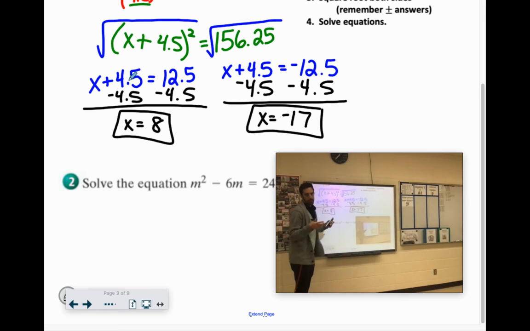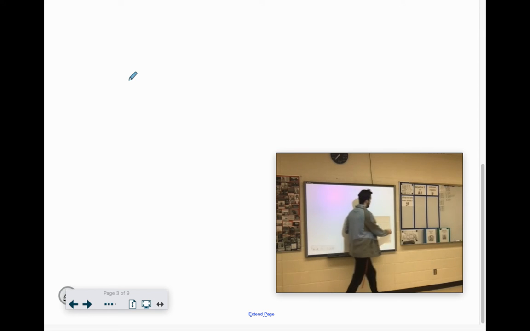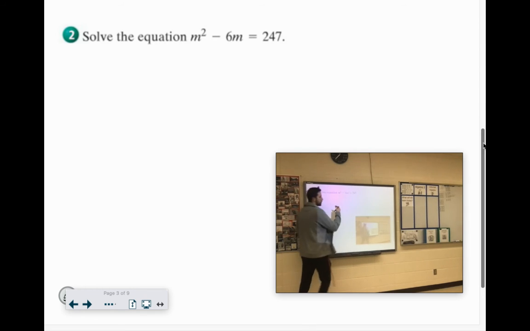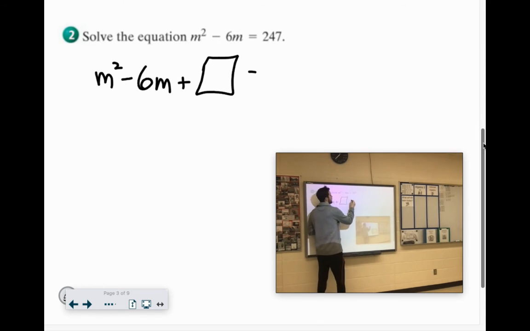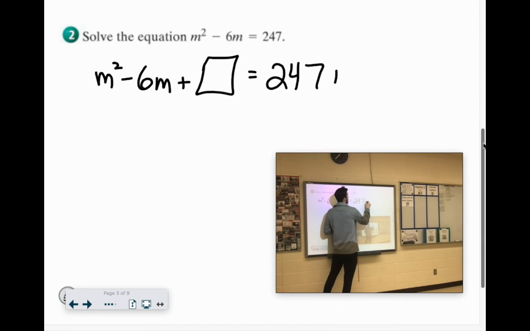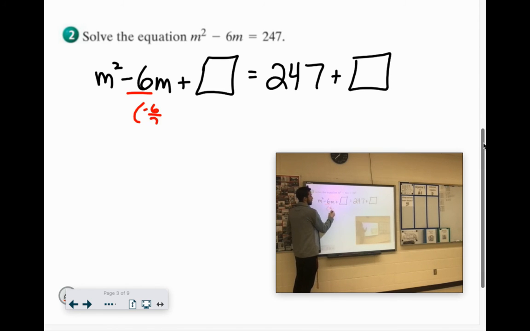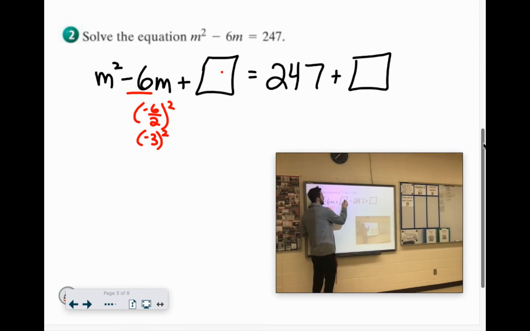Now, they're not always going to be like that. Most of the time, they don't have decimals, unless I'm throwing some real tricksters at you. So this next one does not have decimals, so we'll be in good shape here. So we've got the m squareds and the m's together. So I'm going to space it out a little bit. And I'm going to put the plus blank on both sides. Now remember, how we find that blank is we take half of this, and then we square it. Now half of negative 6 is negative 3, and then negative 3 squared would be positive 9.